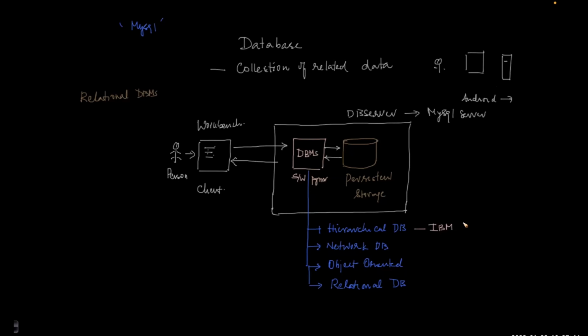So IBM's product was called IMS, the Information Management System. Similarly, there are different companies who create software which stores data in network format, object-oriented format, right? What we are interested in is relational, right?